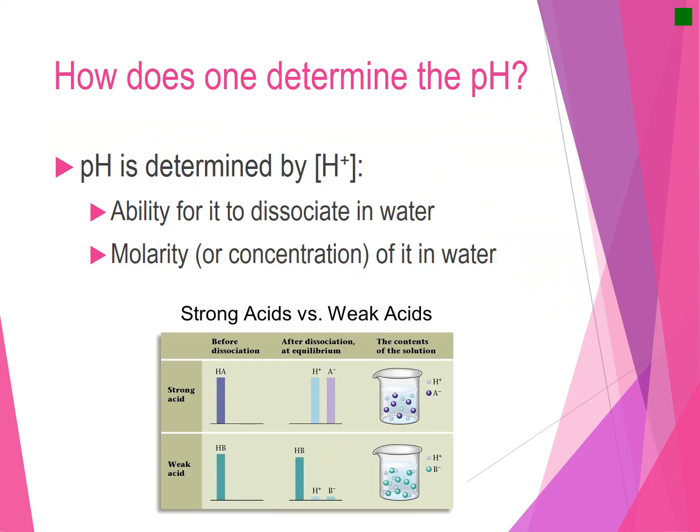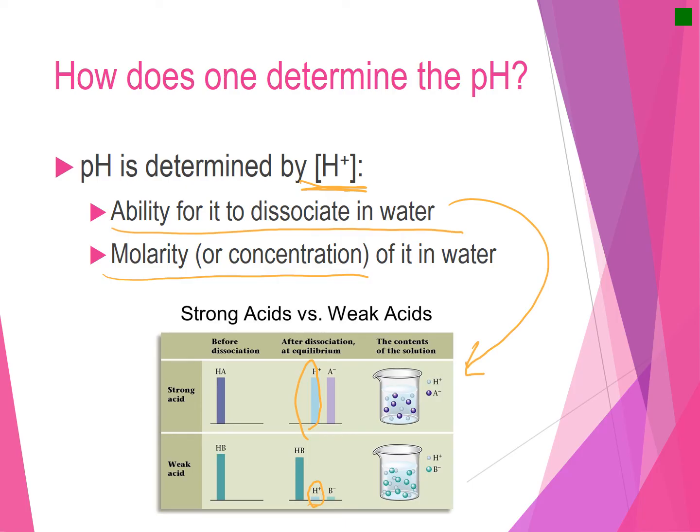All right, so how does one determine the pH? pH is determined by knowing your molarity. And what contributes to the molarity? One is the ability for it to dissociate in water, and I referenced that in the previous slide. But once again, if it can totally dissociate, it's going to be contributing everything it's got towards the molarity of your H plus. Whereas if it's a weak acid, it's not going to be contributing everything. And then there's straight out the molarity of it, whether it's in water or outside of water.